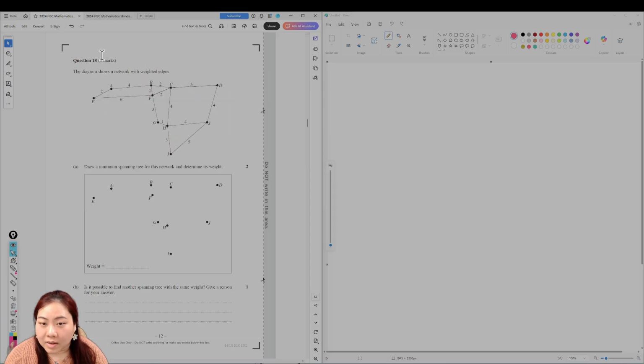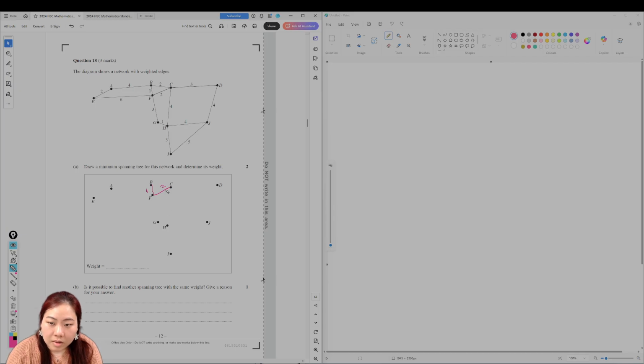Question 18, 3 marks. The diagram shows a network with weighted edges. Draw a minimum spanning tree for this network and determine its weight. All right. A minimum spanning tree would be the lowest value between these things. So between B and F, it's just 1. And then BC or FC are both 2, so I could pick either one. I'll pick FC. That's 2.